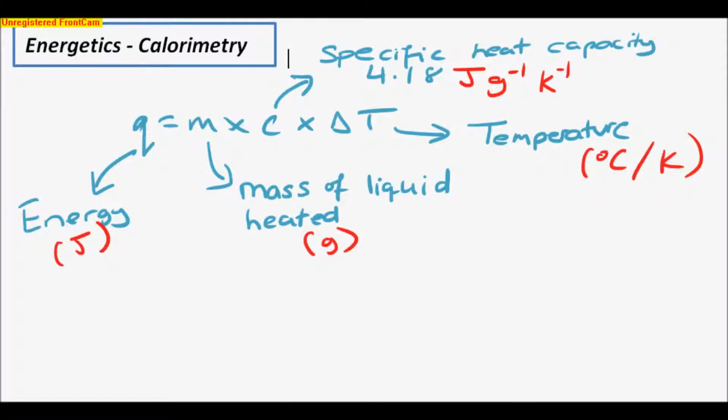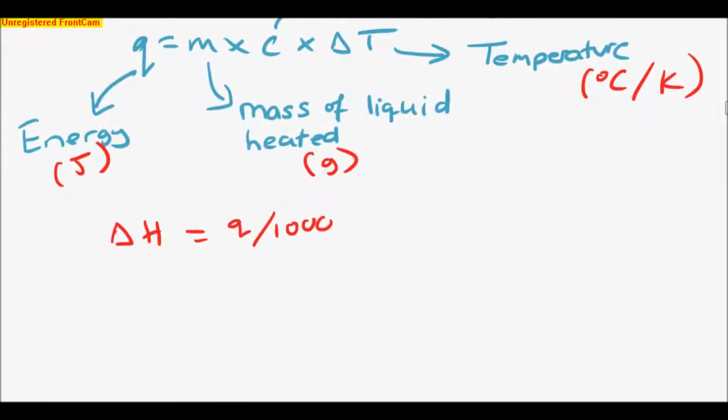Okay, so once we've worked out the energy of the reaction, we want to work out the enthalpy change of the reaction, delta H. And delta H is measured in kilojoules per mole. So the first thing we'd want to do is take our value of Q and divide that by 1,000 to get our unit into kilojoules. And then finally, we would then want to divide it by the number of moles being used. Okay, so that's the basic principles.